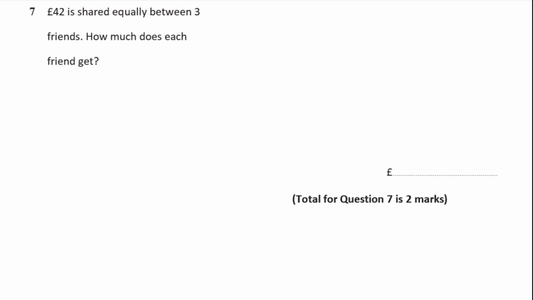Question 7, 42 pounds is shared equally between 3 friends. How much does each friend get? So if you're sharing, you're dividing, aren't you? So we're doing 42 divided by 3. That's the maths that we're doing.